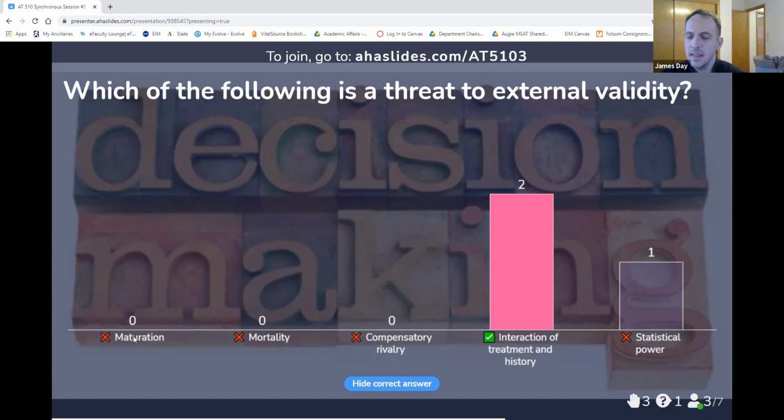Okay, mortality then is dropout. So that's a threat to internal validity. If there's a lot of dropout or people that drop out, that could change the effects in there.